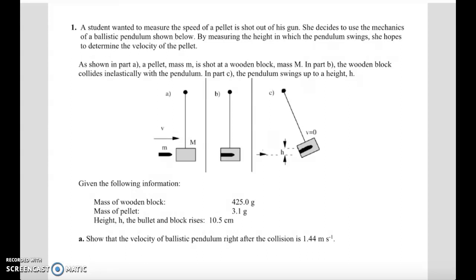We're given the following information: the mass of the wooden block, the mass of the pellet, and the height that the bullet and block rise together. I really like that this problem has split it up into what happens first, second, and third for us, because we do want to think about those as three distinct sections of motion.